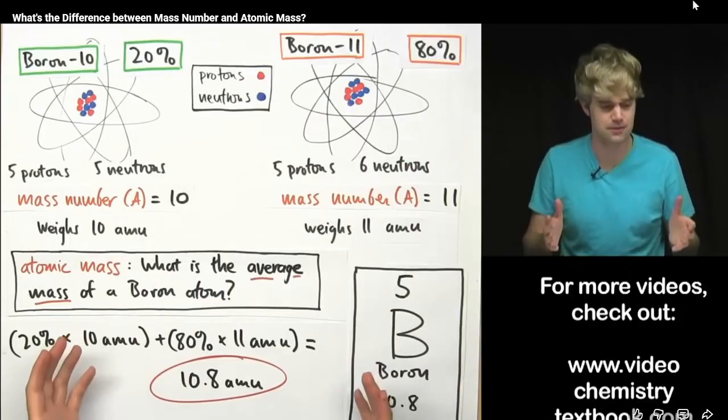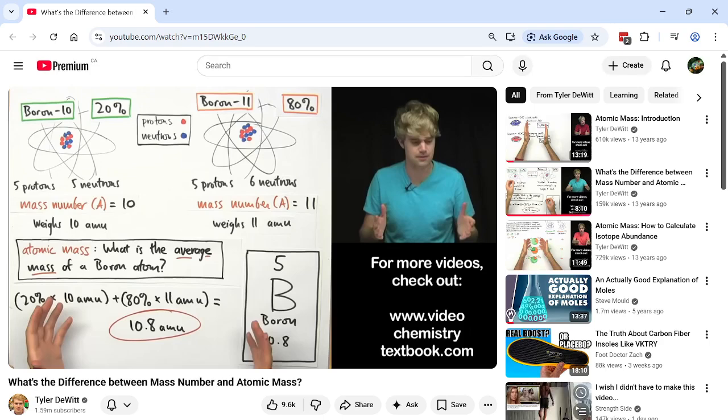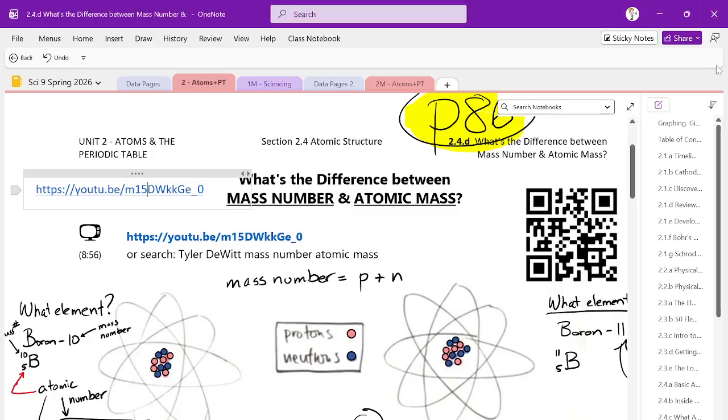Okay, and we're going to leave it there. Okay, and the main moral of this story is that you are not going to use the atomic mass to find the number of neutrons. And we are going to go to, where is it?